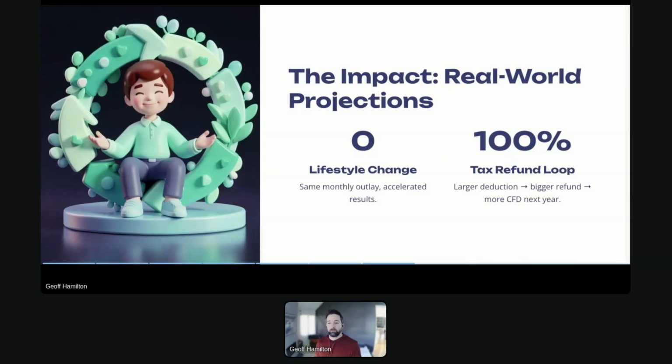So what is the impact, the real-world projections? So lifestyle change is quite literally zero. This is if you're already investing that $500, $100, whatever it happens to be. You're getting the same amount of money. There's no change to that whatsoever. And the tax refund loop is 100%. Whereas if you took $100 and you put it into a non-registered account directly, you get zero tax refunds. Actually, if you put it into a TFSA directly, you get zero immediate tax refunds. But now you're going to be borrowing that money and creating a larger, ever-increasing tax deduction at the end of the year, which will give you tax refunds that you can then further accelerate the strategy with.